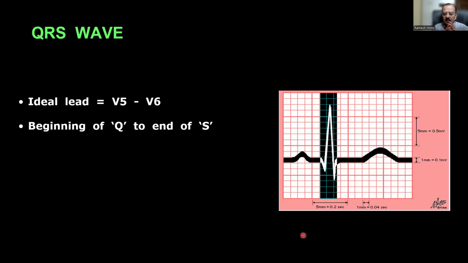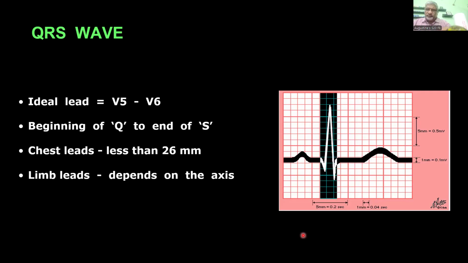But anyhow, there should be an upper limit. You cannot accept every QRS as normal. There should be an upper limit. So the upper limit is in the chest leads. What are the chest leads? V1, V2, V3, V4, V5, V6 are the chest leads.